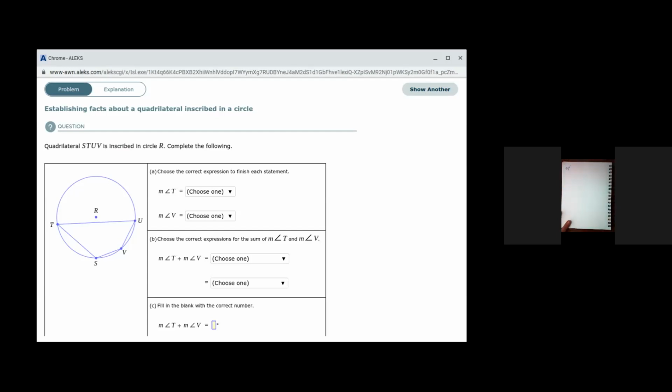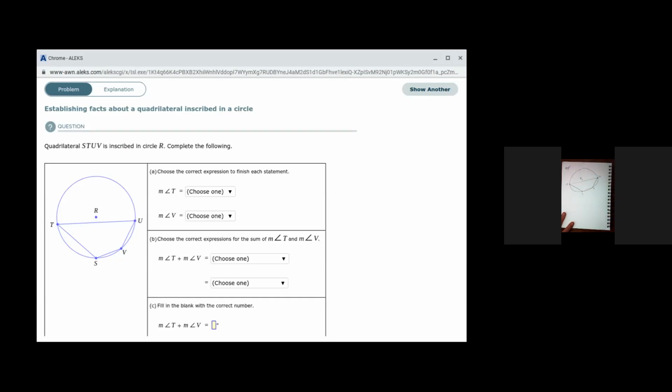Next example, quadrilateral. Yes, the same letters, but a different picture. Fine. Ooh, terrible circle. We have a T and a U and a V and an S, and all together, this is still an inscribed quadrilateral because all of its vertices are on the circle R.